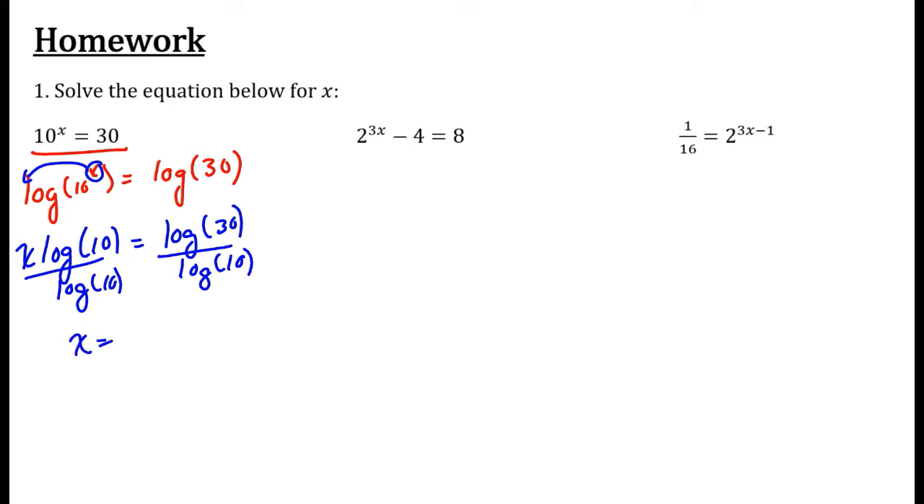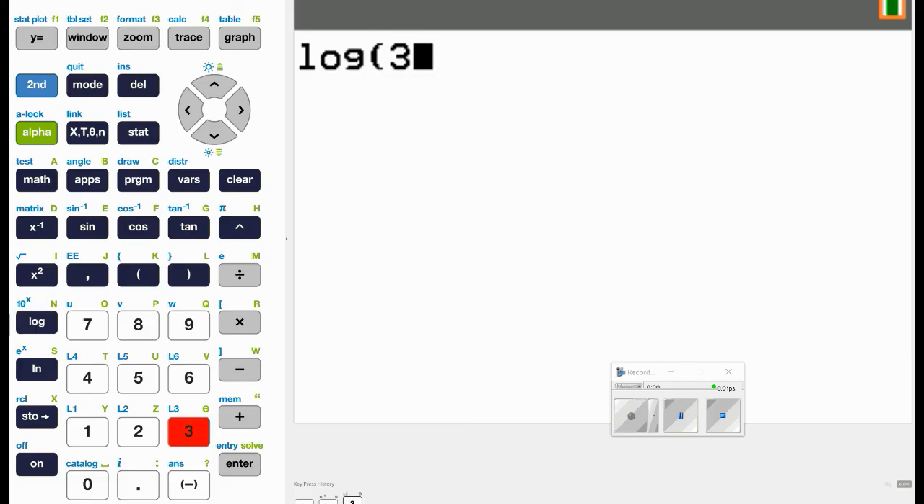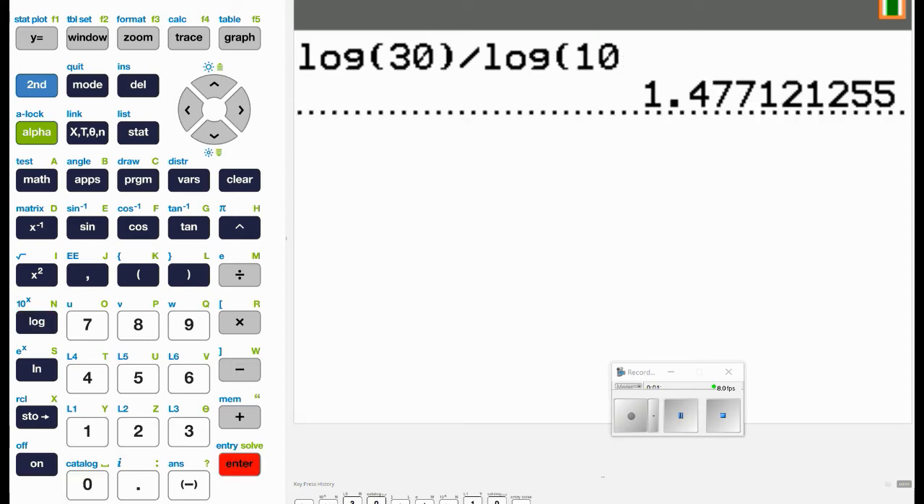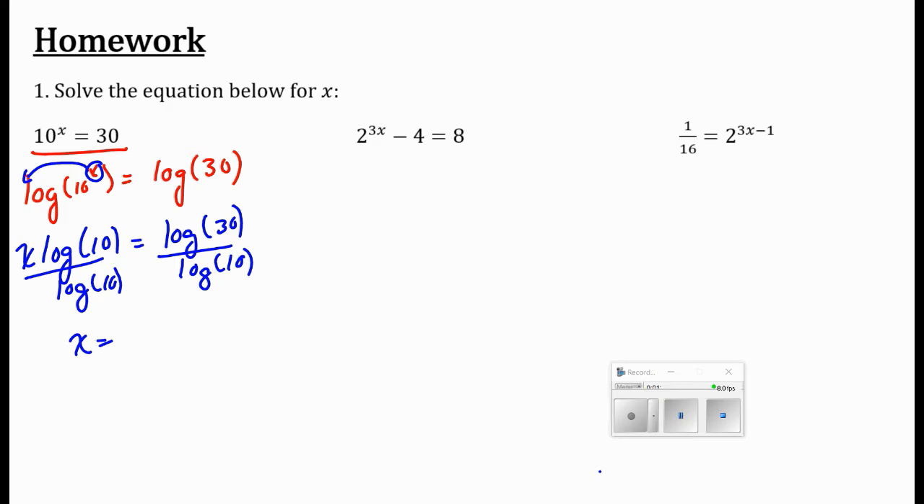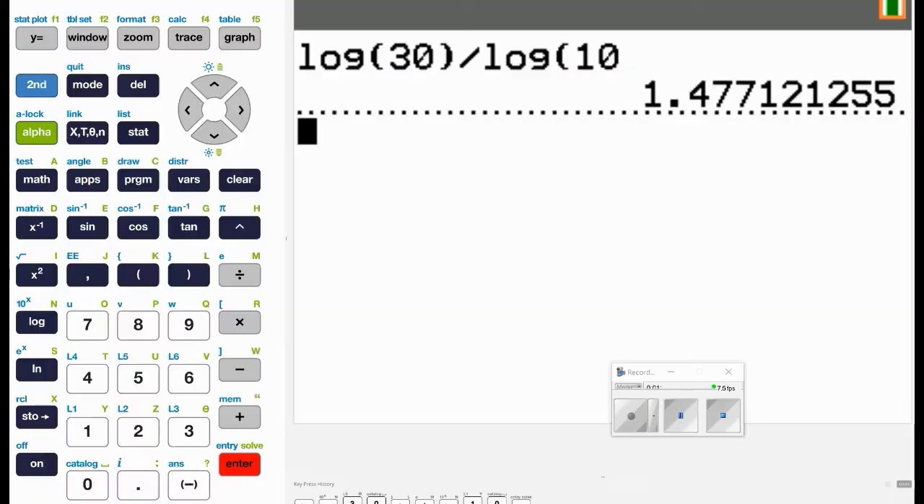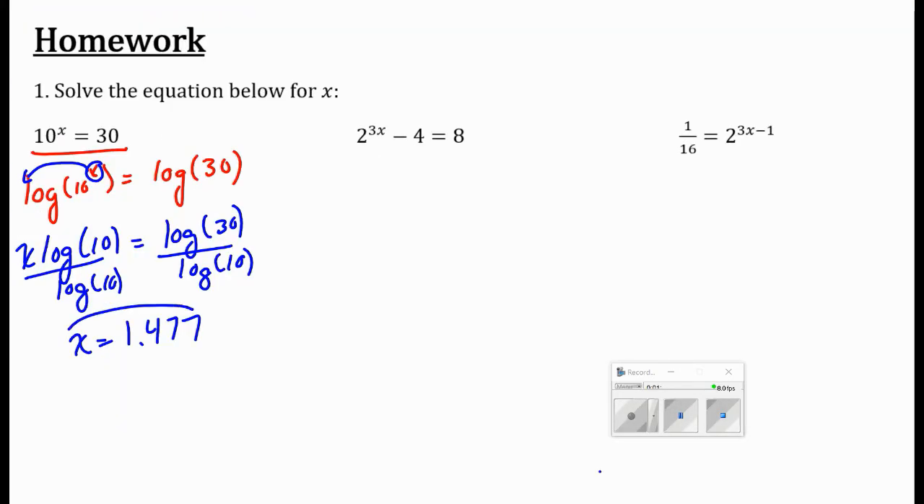So in your calculator, you're going to type that in. Log 30, close the parenthesis, divided by log 10. And we get 1.477. Let's go to 3 decimal places, because it doesn't say. So log 30 over log 10 is 1.477. So that's the value of x that makes that equation true, that solves that equation for us.